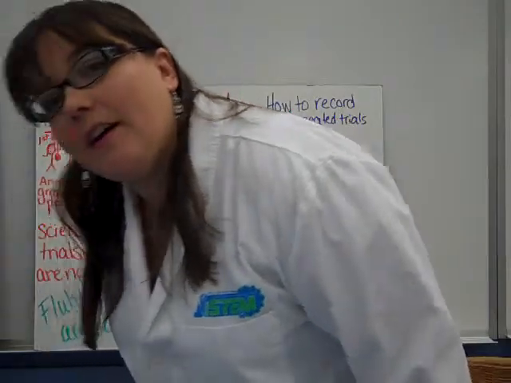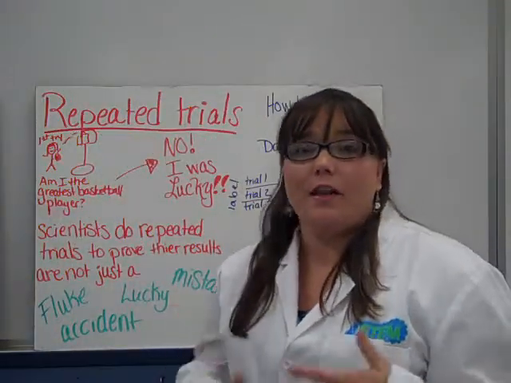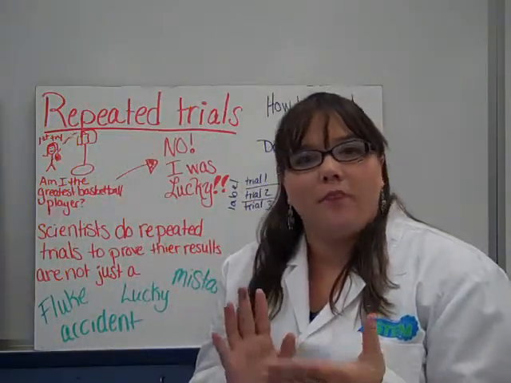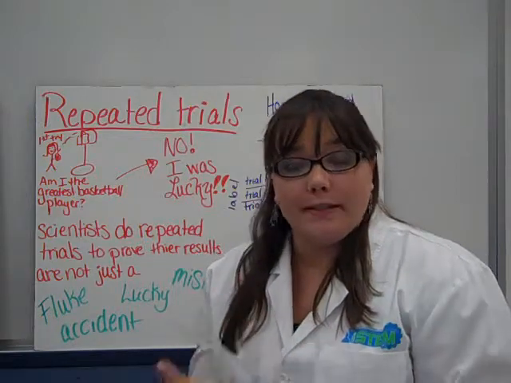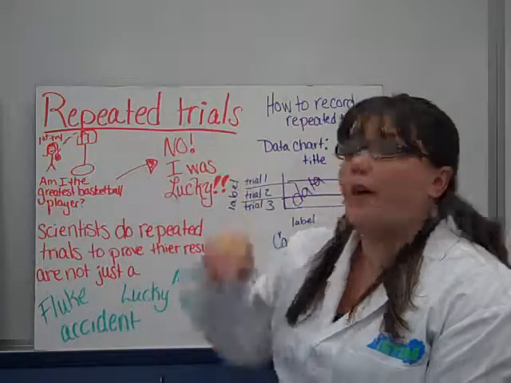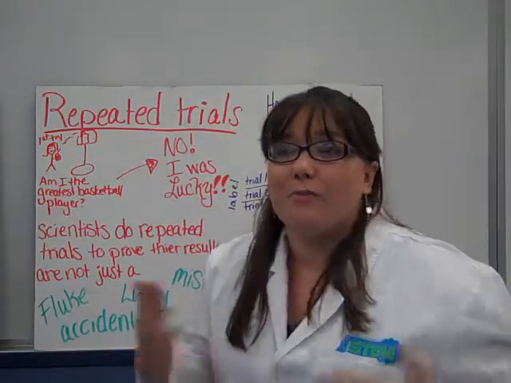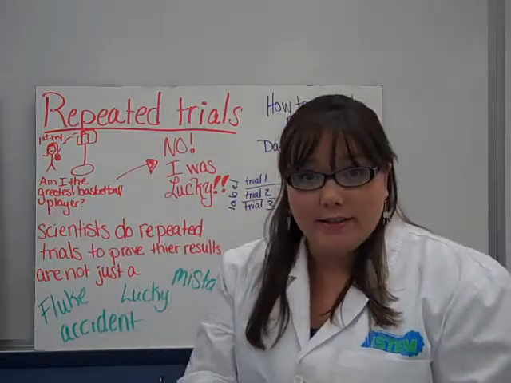Guys, we've already talked about the scientific method and what makes an experiment. Now we're going to talk about just some very specific parts of the experiment. Scientists don't just do things once, they do lots of repeated trials. So we're going to talk about that today. Repeated trials just means you're doing it more than once.